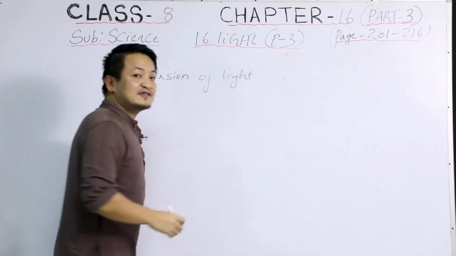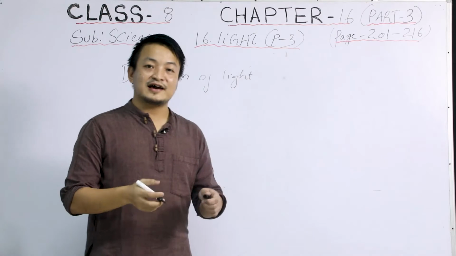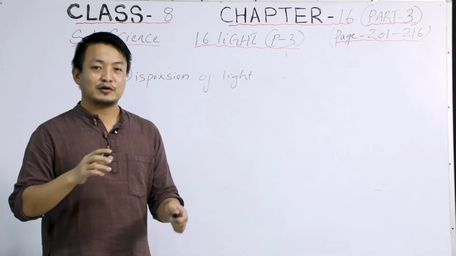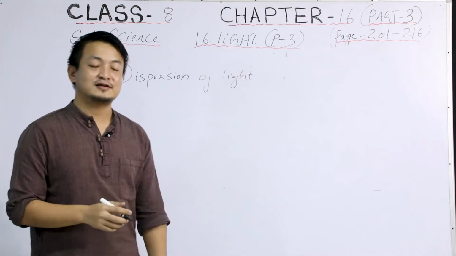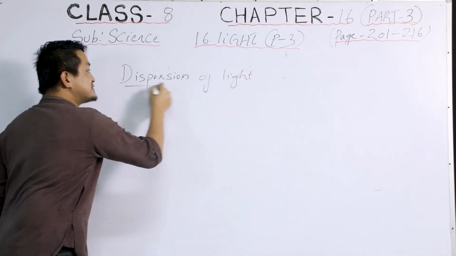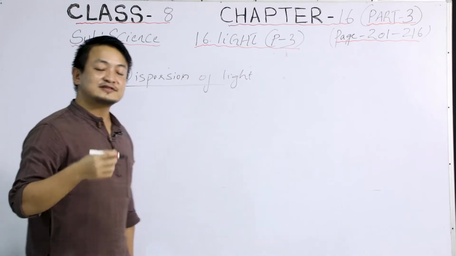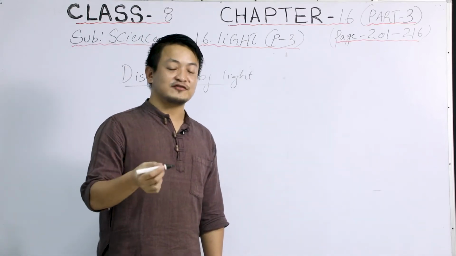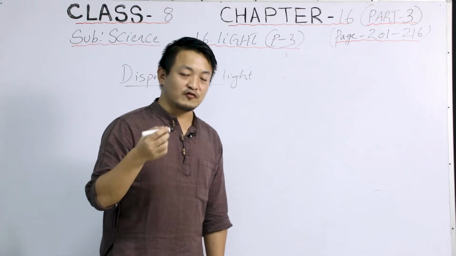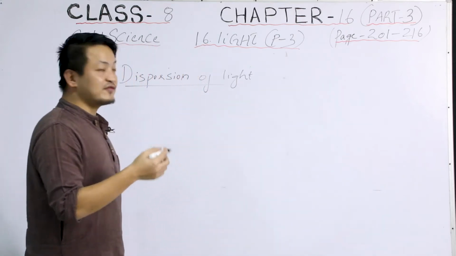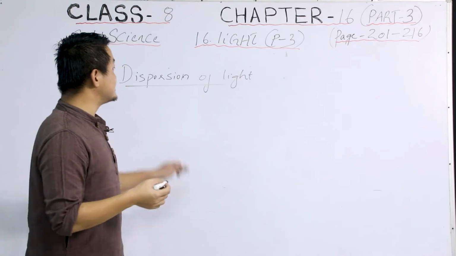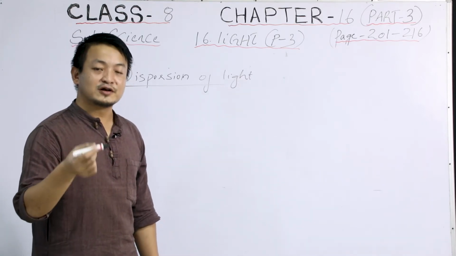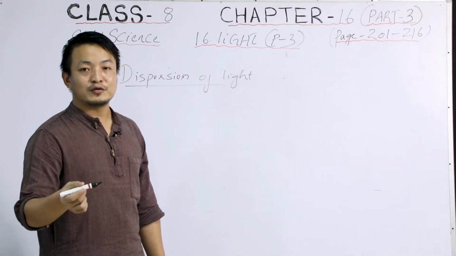Now, students, in class 7 you have already studied light, the rainbow, and the scattering of light, right? Now, dispersion of light is defined as the splitting of white light into 7 different colors. Splitting of white light into 7 different colors is known as dispersion of light. And the most common example is the natural phenomenon that we have, that is the rainbow.